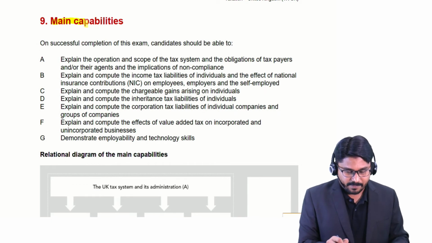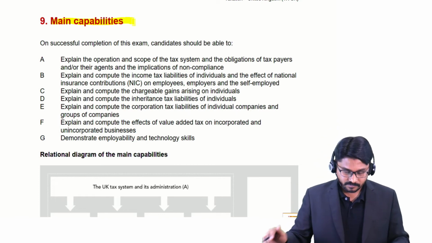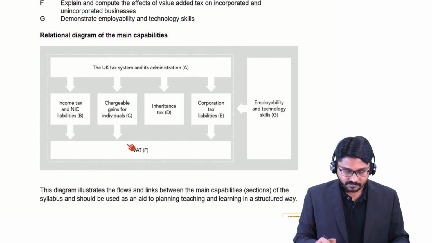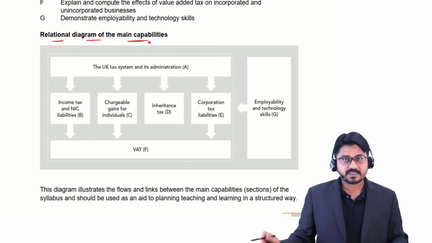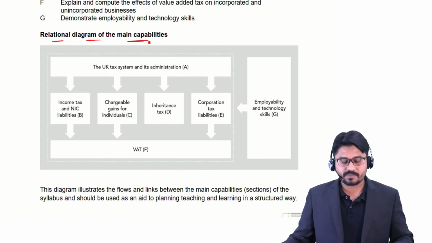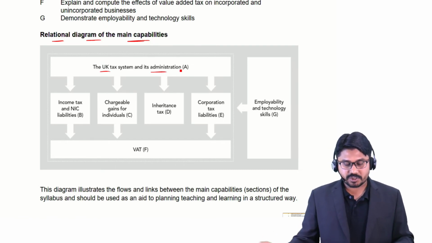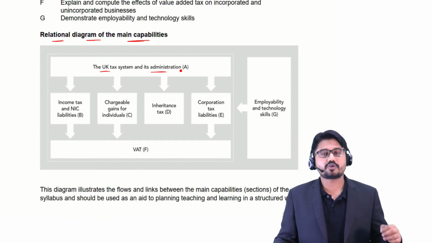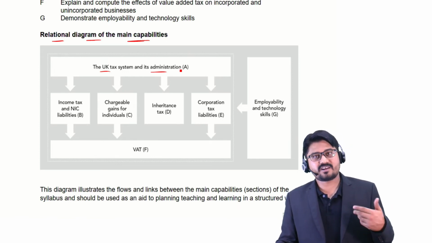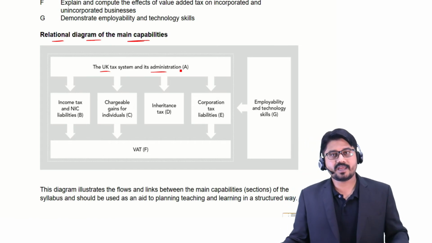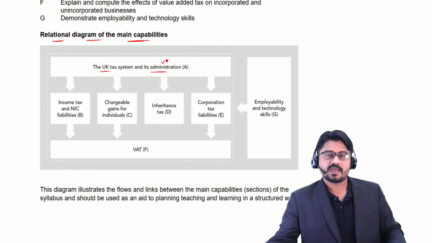Here we have the main capabilities for studying and passing the taxation paper. Over here, we have a relational diagram of these main capabilities. We should know about the UK tax system and its administration. Administration means simply when to pay tax, who will pay tax, what the deadlines are, what the return filing date is, and what the tax payment date is. All these things are covered under the administration of tax.